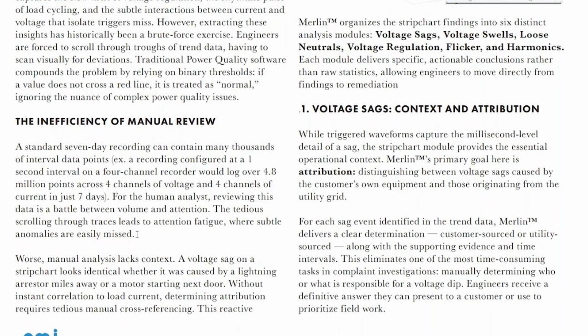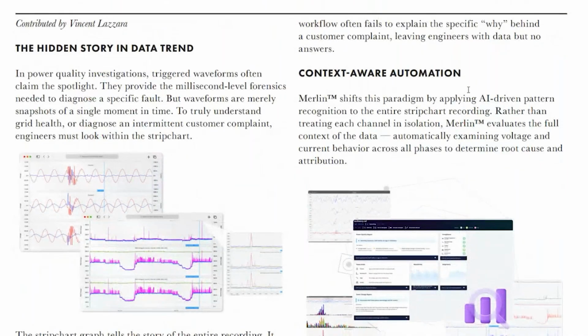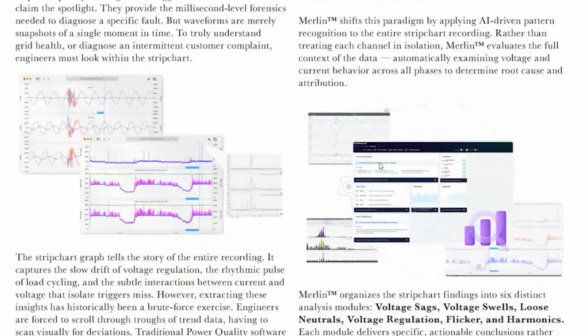What Merlin really does is it helps alleviate a lot of this. It shifts it by applying an AI-driven pattern analysis to the entire strip chart recording. So rather than treating each channel in isolation, it evaluates the whole context of the data. What it finds in the strip chart is organized into 6 distinct analysis modules: voltage sags, voltage swells, loose neutrals, voltage regulation, flicker, and harmonics.